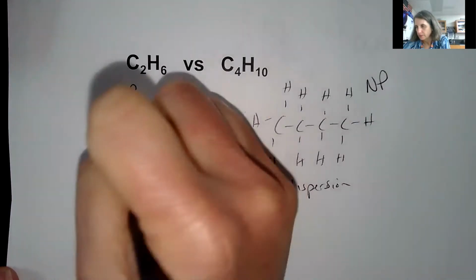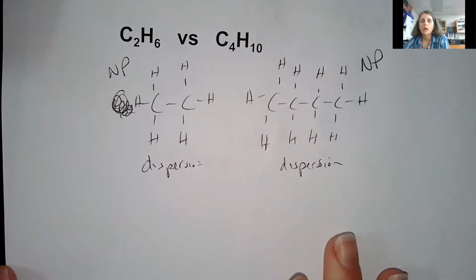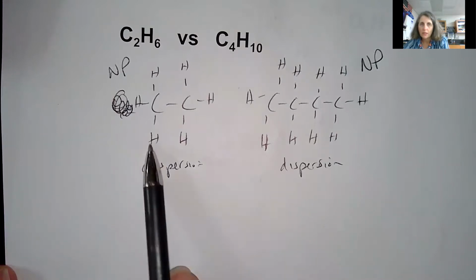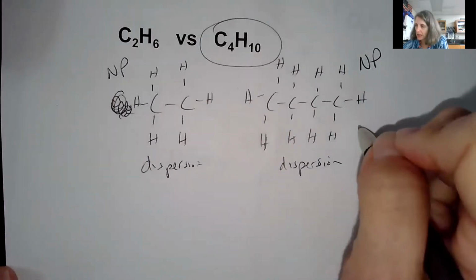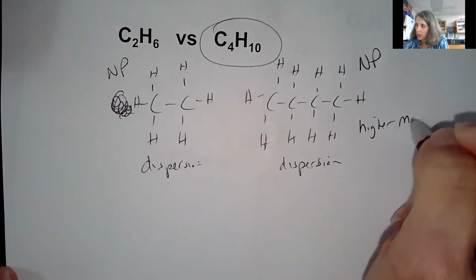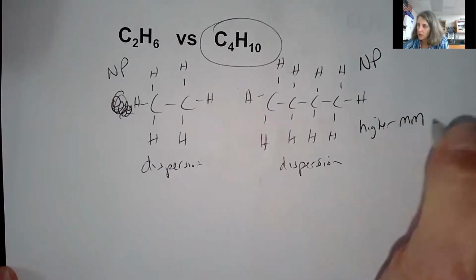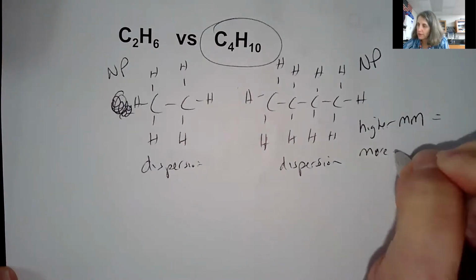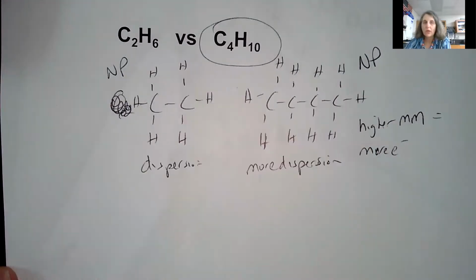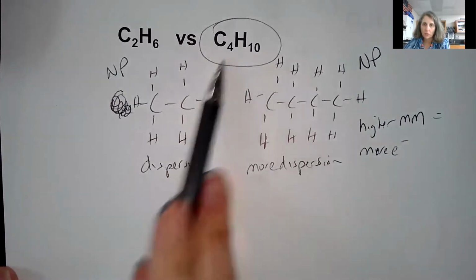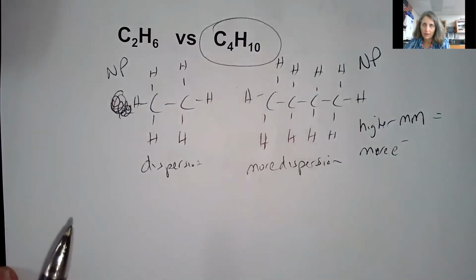All right, so both of these molecules are nonpolar. They both have dispersion, but I'm never going to give you a question where they both have the same boiling point. That's not possible. So the reason C4H10 has a higher boiling point is because it has a higher molar mass. There are more carbons and more hydrogens there. So therefore I have more electrons. If I have more electrons, I'm going to have more dispersion forces than the C2H6. So therefore my boiling point is going to be higher.